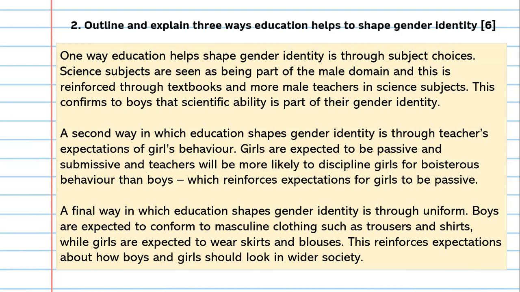A final way in which education shapes gender identity is through uniform. Boys are expected to conform to masculine clothing such as trousers and shirts, while girls are expected to wear skirts and blouses. This reinforces expectations of how boys and girls should look in wider society. Again, identify a way, explain it.